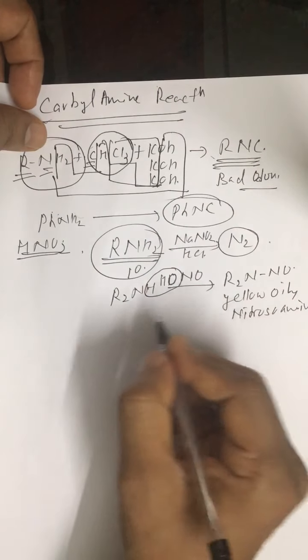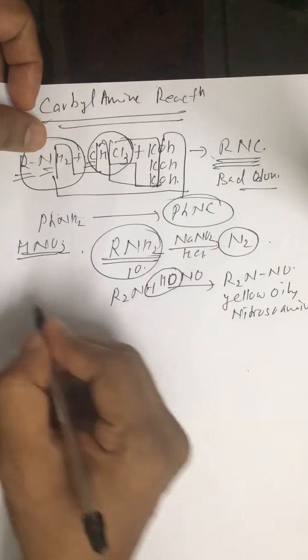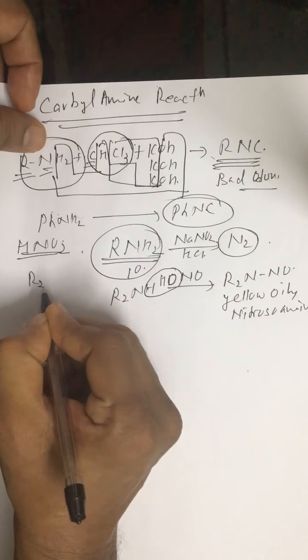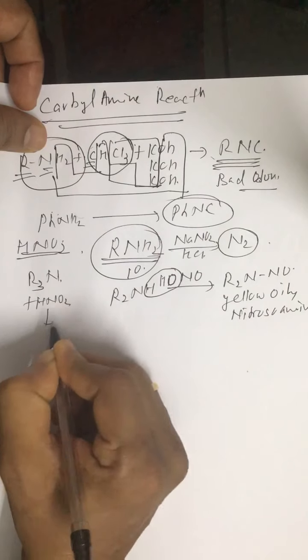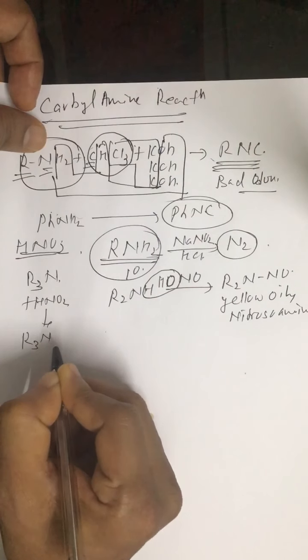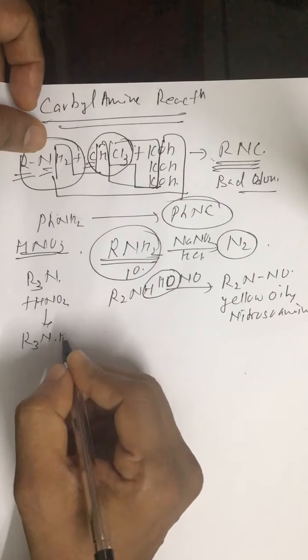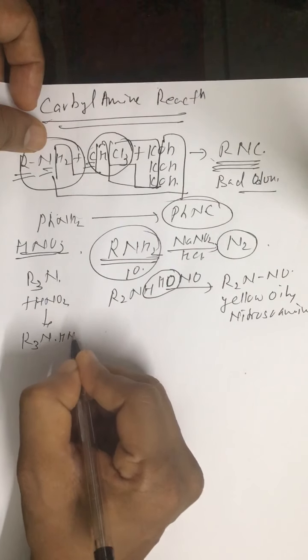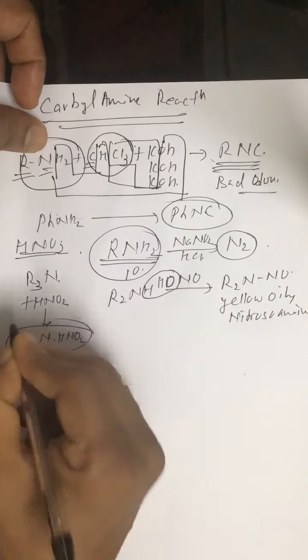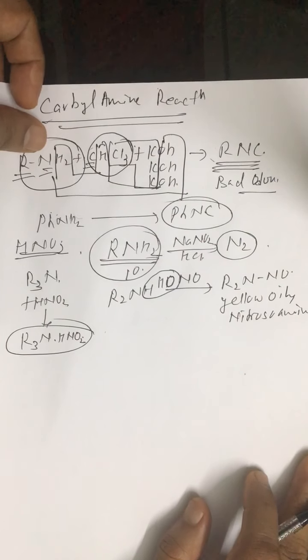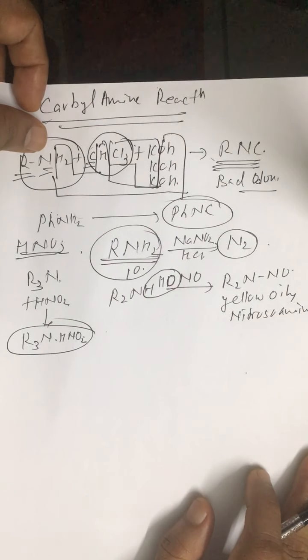Alright. And tertiary amines at room temperature they do not react. R3N with the HNO2. At very cold temperature you can say both of them combine, because nitrogen has a lone pair of electrons, so it is a base, and HNO2 is an acid, so they combine to produce an addition product at very low temperature.